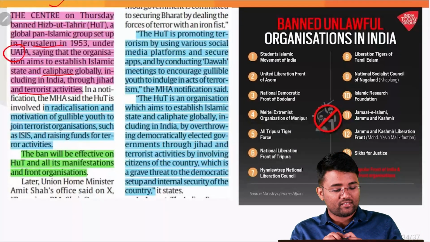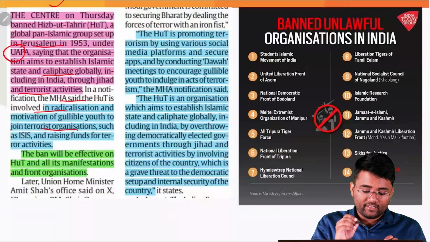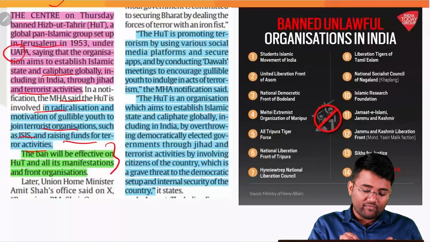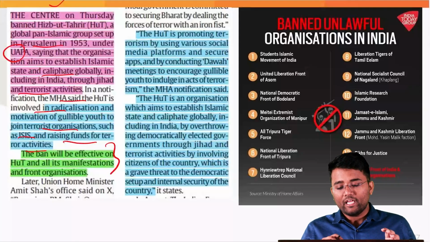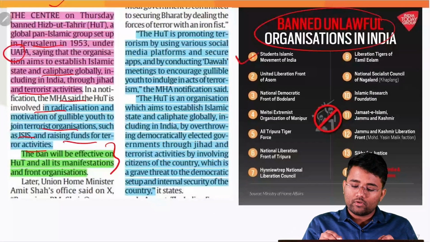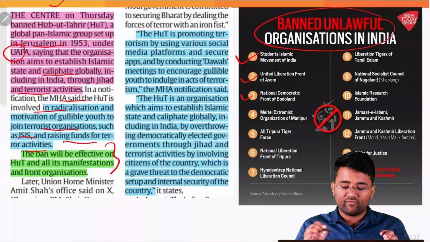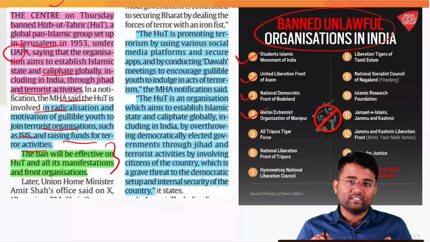jihad and terrorist activities. In a notification, the MHA said that HUT is involved in radicalization and motivation of gullible youth to join terrorist organizations such as ISIS and in raising funds for terror activities. Also, the ban will be effective on HUT and all its manifestations and front organizations. Other unlawful organizations banned in India include the Students Islamic Movement of India or SIMI, United Liberation Front of Assam, National Democratic Front of Bodoland, Meitei extremist organizations of Manipur, and several others, which have been banned by the Ministry of Home Affairs under UAPA.